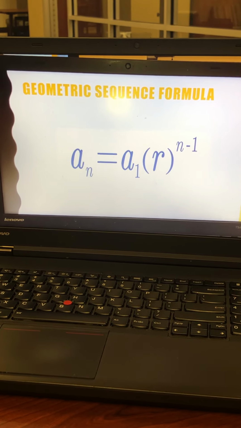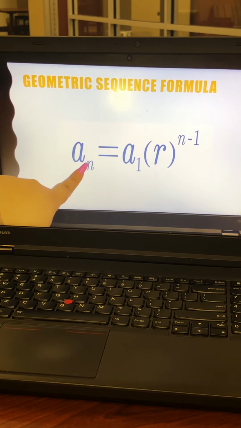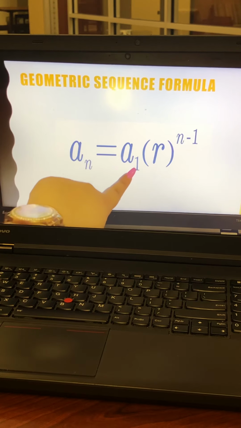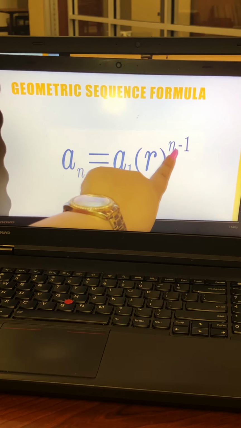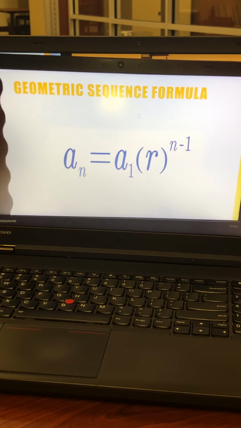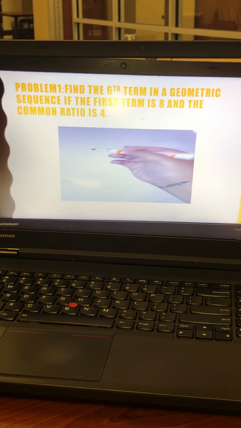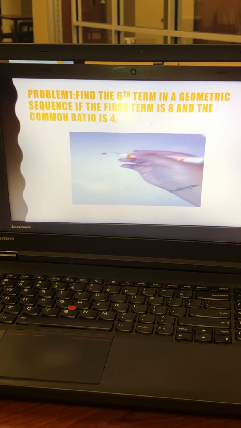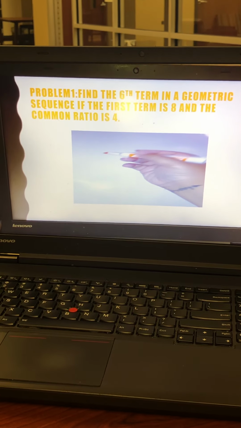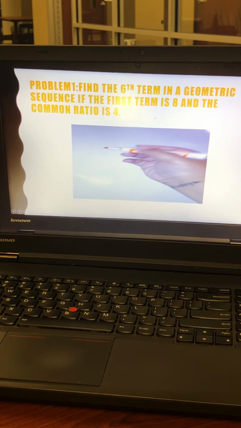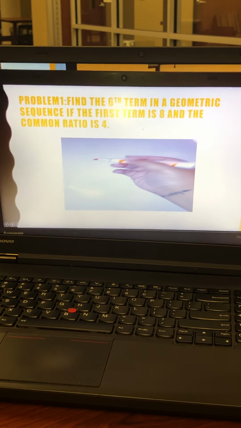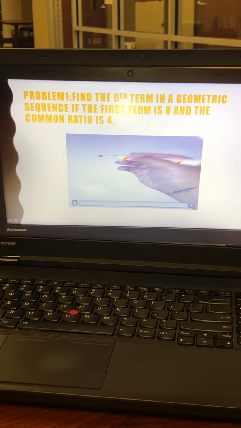Geometric sequence formula: a sub n, the nth term, equals the first term times the common ratio raised to the nth term minus 1. Problem 1. Find the sixth term in a geometric sequence if the first term is 8 and the common ratio is 4. So I have a video here explaining this problem to you, and we're going to play it.